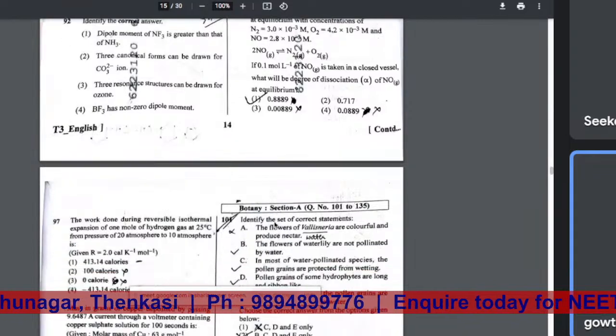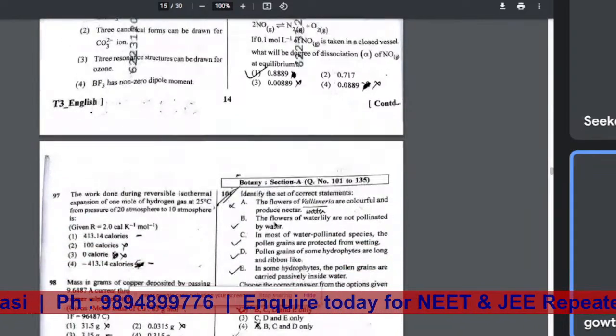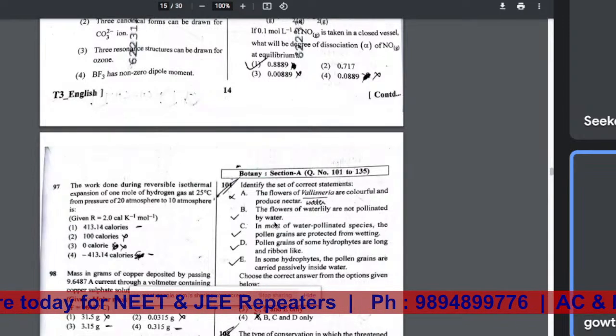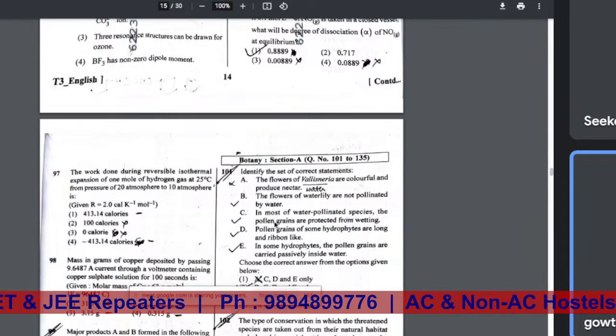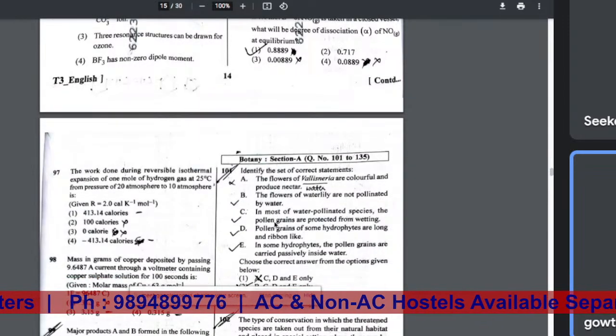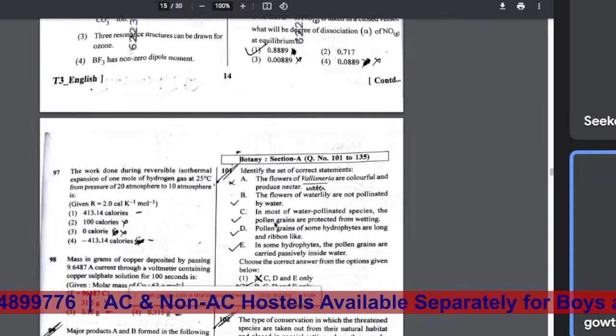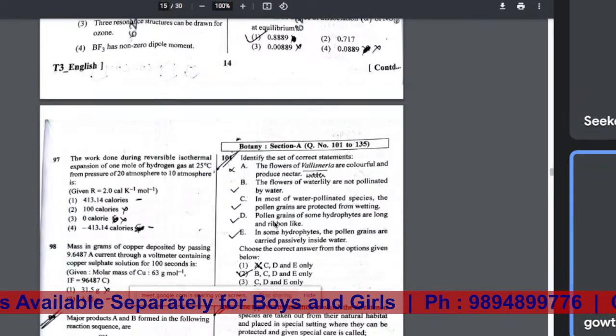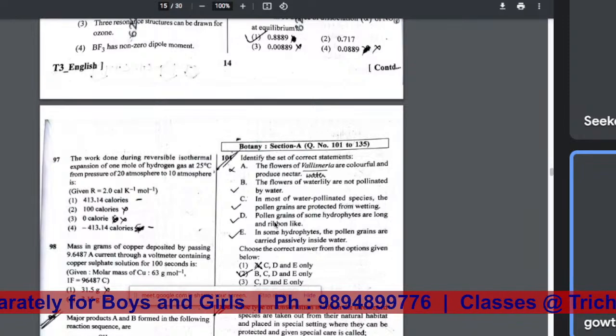Okay. Now 97. The work done during reversible isothermal expansion of 1 mole of hydrogen gas at 25 degrees Celsius from a pressure of 20 atmosphere to 10 atmosphere, given R is 2 calories per Kelvin per mole. The correct answer is the fourth option, minus 413.14 calories.